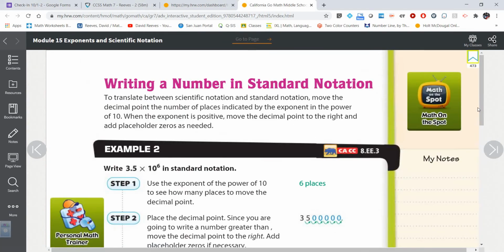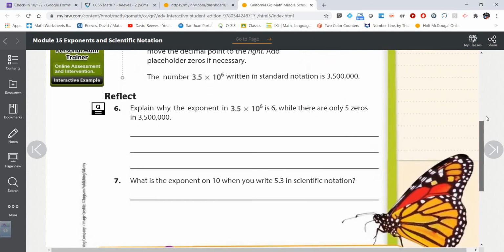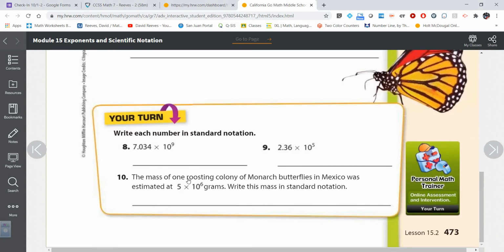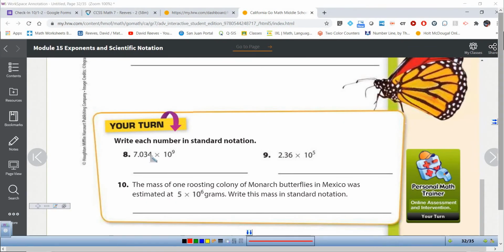What about going the other direction? All right. What about if a number is in scientific notation and we want to write it in standard notation? So this one right here is in scientific notation. Now they want us to go the other way because maybe you got this on your calculator and you need to know how to write it not in scientific notation. All right, so here we have our number 7.034, which is our number that is greater than or equal to 1, but less than 10. And we want to multiply that by 10 to the 9th power.